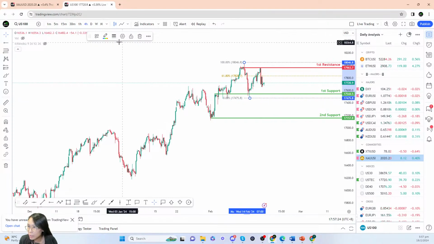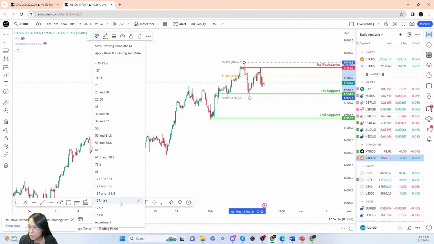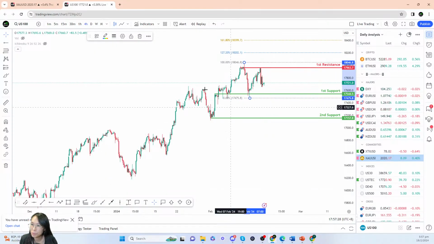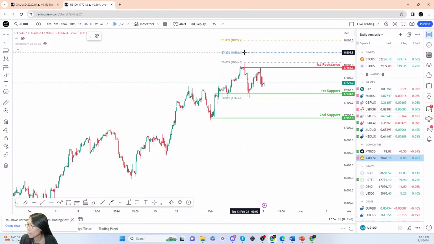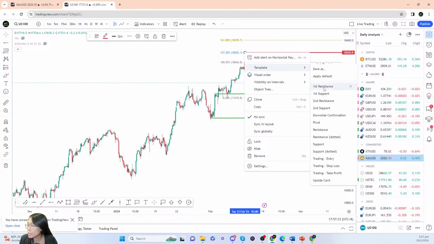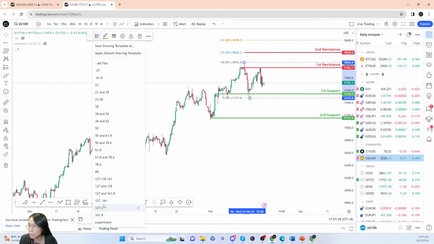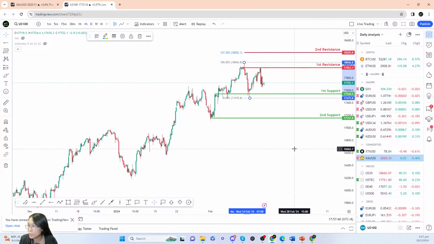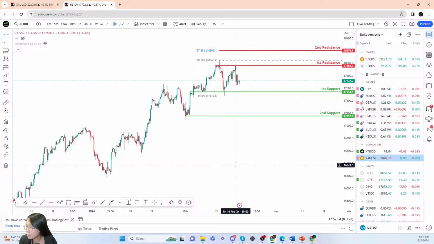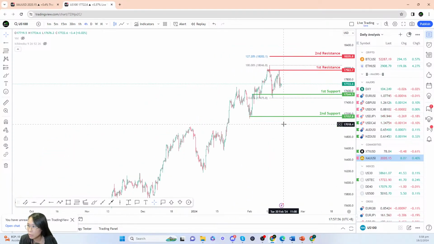Okay, since price is going up, I'm gonna see if there is an extension level. Okay, my second resistance will be this extension, the 127 extension at the 18205 level. Okay, I think this will be for the US 100.